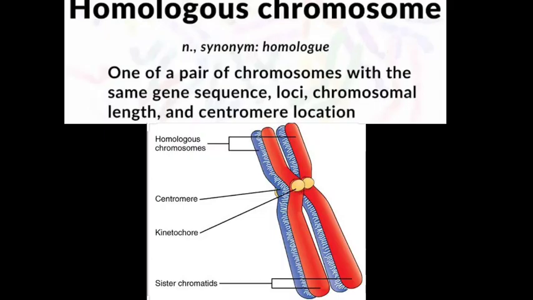Generally, in somatic cells, chromosomes are in pairs. If the pair consists of chromosomes similar in shape and organization, they are called homologous chromosomes. That is, one of the pair of chromosomes with the same gene sequence, loci, chromosomal length and centromere location. If they are all the same, they are called homologous chromosomes. Here you can see both blue color and red color. They are homologous chromosomes, having the same shape, same genes, same loci, same chromosomal length and same centromere location.